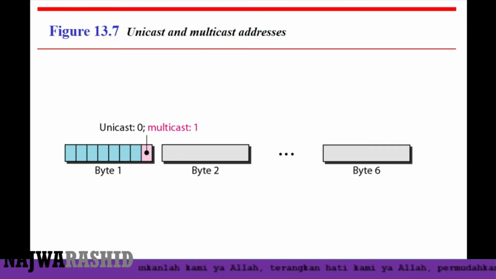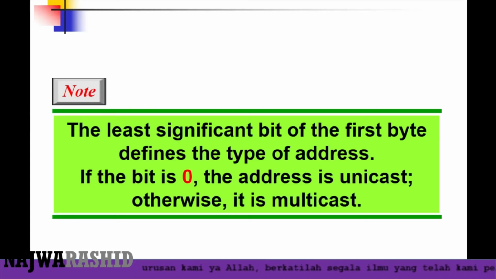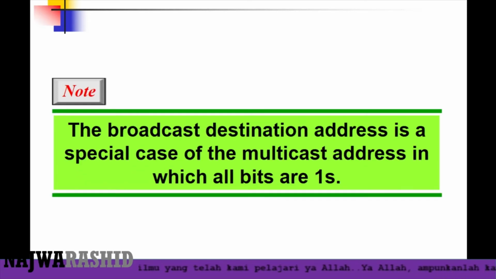Okay, now how do we identify whether the address is unicast, multicast or broadcast? First, based on the physical address, look at the first byte of the address and look at the last bit of the first byte. If the last bit is equal to 0, that means the address is a unicast address. And if the last bit of the first byte is equal to 1, that means it is a multicast address. How about the broadcast? If all digits of the address are equal to 1, that means it is a broadcast address.